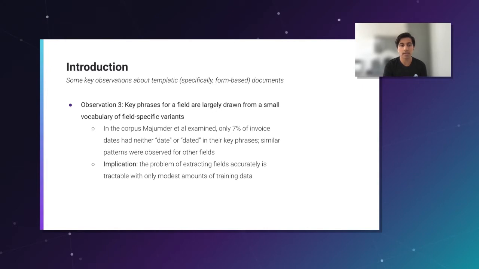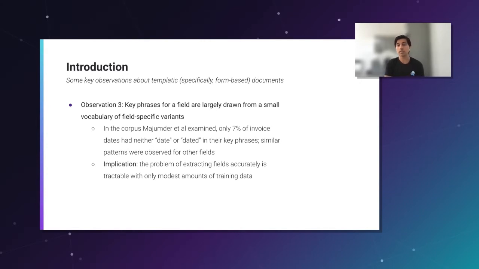So for example, in the corpus the authors examined, only 7% of the invoice dates had neither date nor dated in their key phrases, and similar patterns were observed for other fields. The implication of this is that the problem of extracting fields accurately is tractable with only a modest amount of training data. That is, you can base a lot of your generalization capabilities on whether you can extract and understand the key phrases for the field, as these generalize a lot more than most other things in documents do.